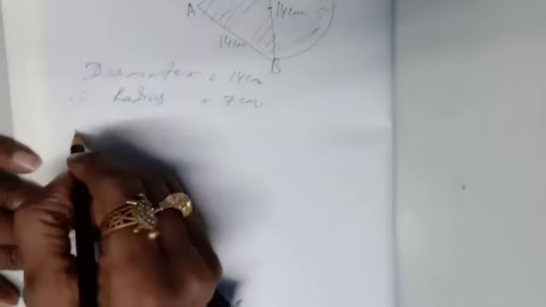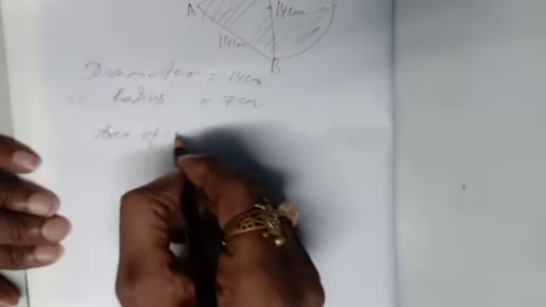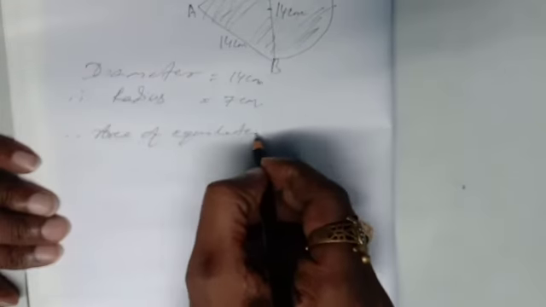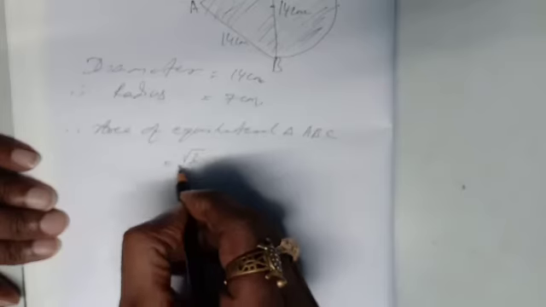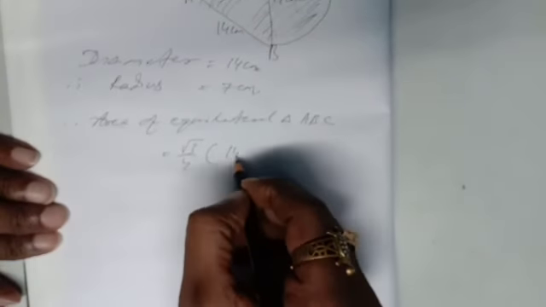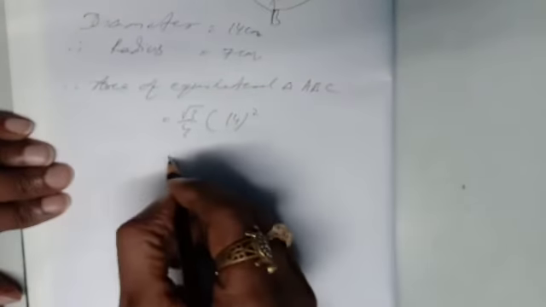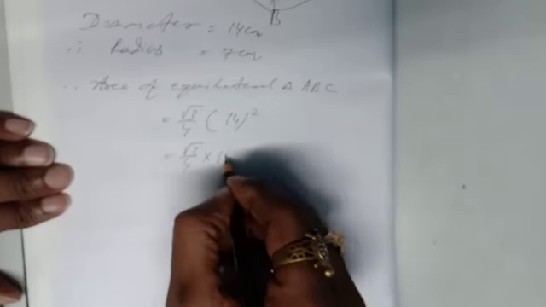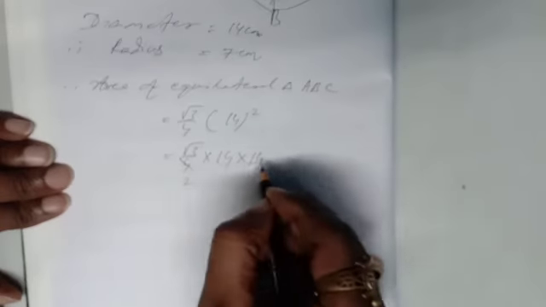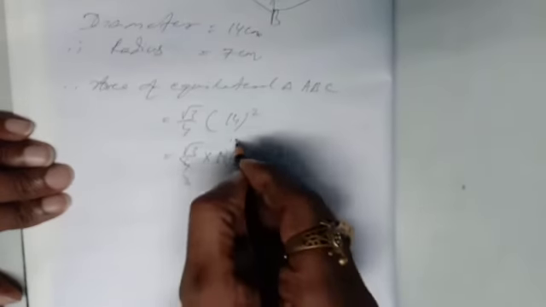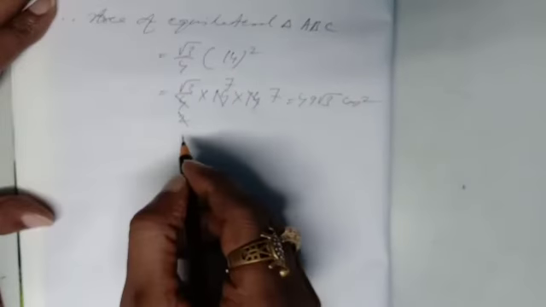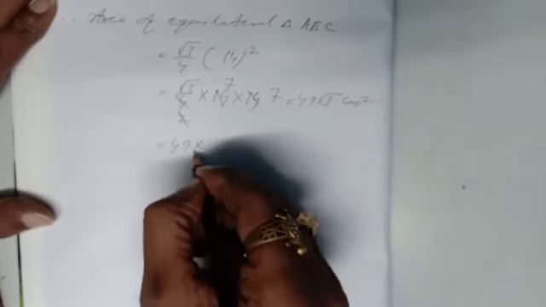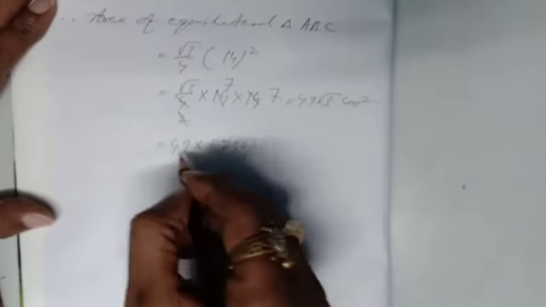Therefore, the area of equilateral triangle ABC. The formula is root 3 by 4 into side whole square. Side is 14, whole square. That means root 3 by 4 into 14 into 14. It will go by 7, again by 2, 7 7s are 49, root 3 centimeter square is the area of the equilateral triangle. You can put the value of root 3 also, 1.732. 49 into 1.732, you will get the result.